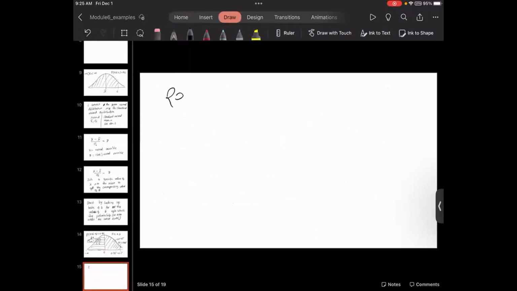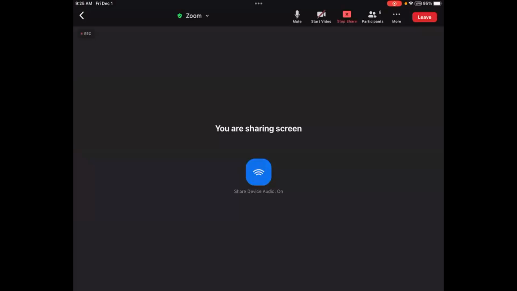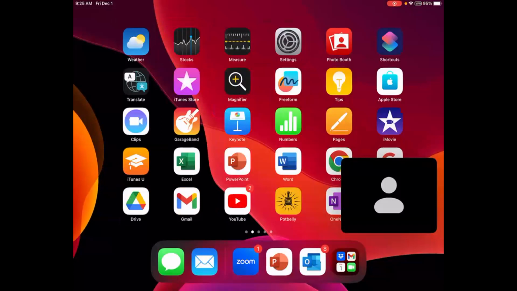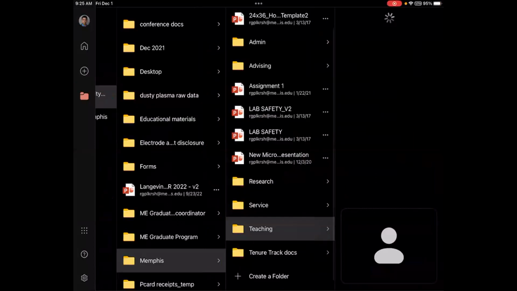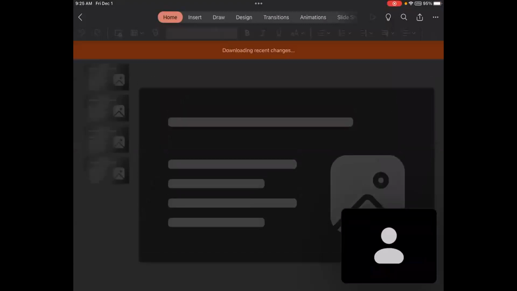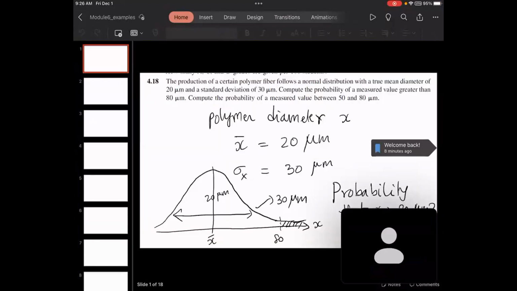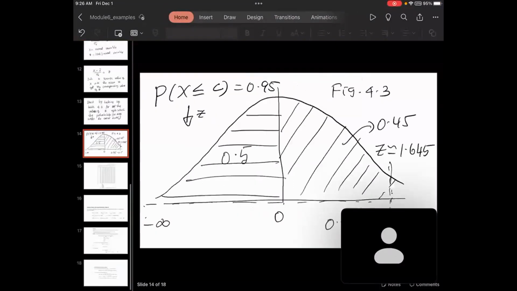Now recall that Z equal to, oh, this is so annoying. Please don't tell me I lost everything. Yeah, I didn't lose much.